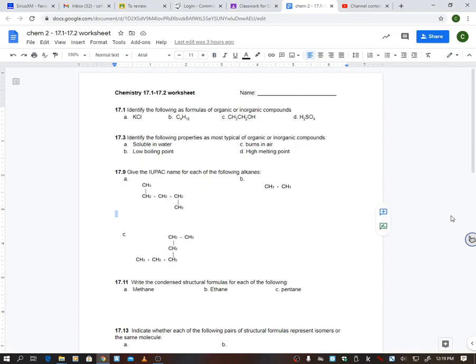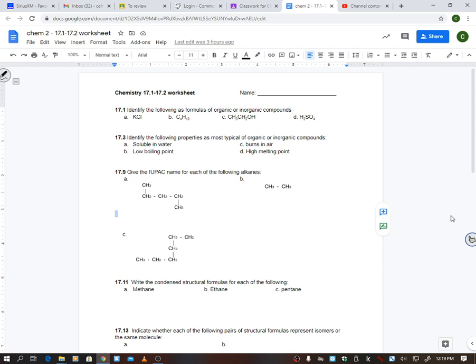Guys, here are the answers to this worksheet. I'm going to go through some of it quickly and then explain the others. If you have any other questions, just reach out to me and let me know and I'll get back with you. So on 17.1, which was all participation by the way, I'll send this to you once you've turned it in to me.